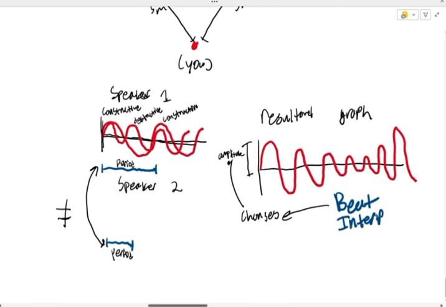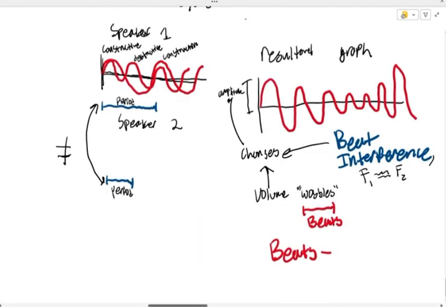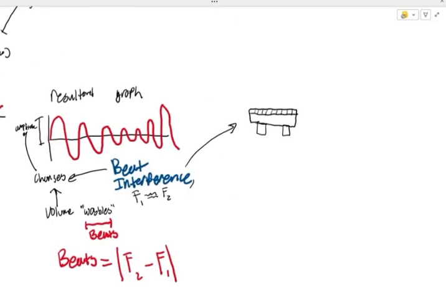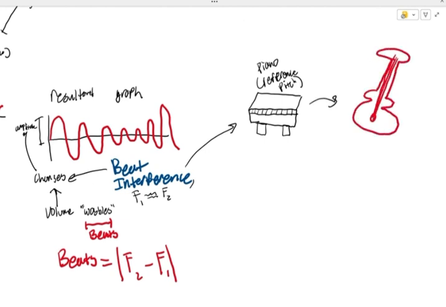These beats, or the change in volume, are measured by the difference in the frequency of the two speakers. An example of this is with tuning instruments. Let's say we have a reference pitch and an instrument we want to tune. As the beats slow down between the two, this means that the difference in frequency lowers, and so they're becoming more in tune with one another.